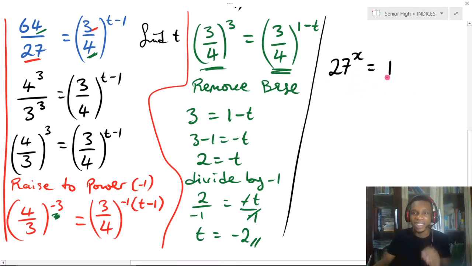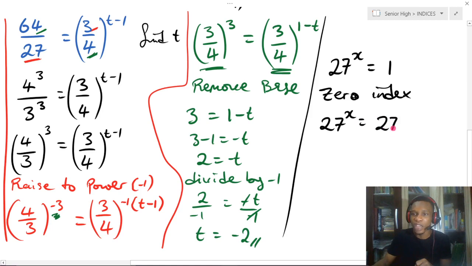Remember, in that law I told you, first of all, I can write 27 in a base, right? I can write 27 in the base of 3. Or I can even just leave it as 27 like that. It doesn't matter. But remember, there's a law I told you of, the zero index law. The zero index law tells you that every number raised to power 0 will give you 1. Any number. Therefore, I can just write this as 27 raised to power x is equal to 27 raised to power 0.